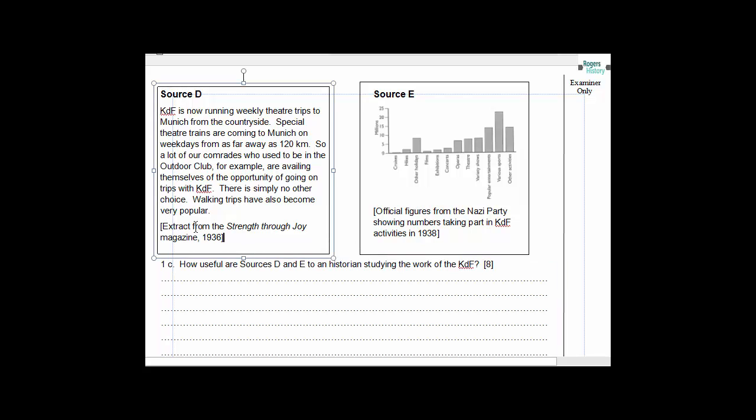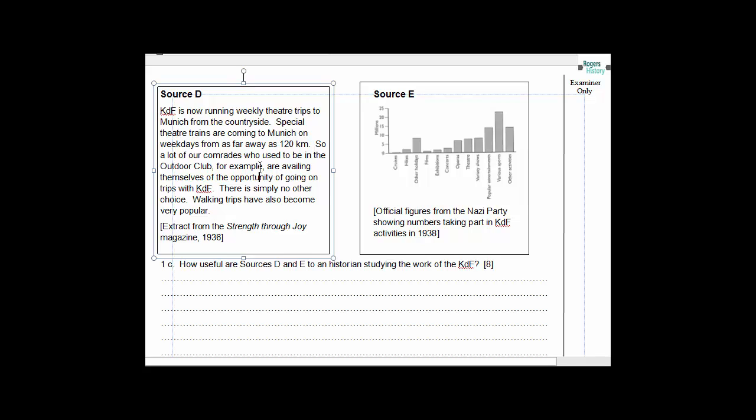Source D, extract from the Strength Through Joy magazine. Source E, official figures from the Nazi Party, showing the numbers taking part in KDF activities in 1938. With this one, you need to evaluate the content, origin and purpose of each source. So you need to evaluate how useful a source is in terms of what it says, in terms of who produced it, in terms of when it was produced, and in terms of the context of when it was produced.